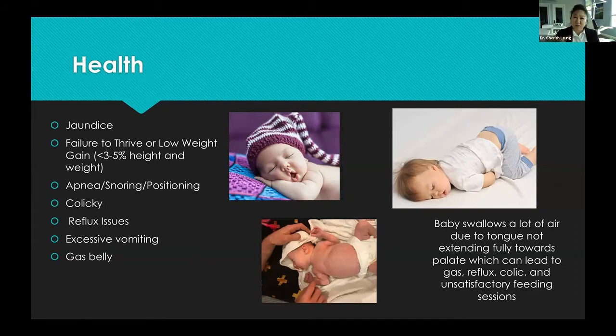Is the baby super, super colicky? Do they never stop crying? Do they have reflux issues, excessive vomiting? And then this is that gas belly I was discussing. You'll see it's really, really big. You can tell it just looks highly uncomfortable.